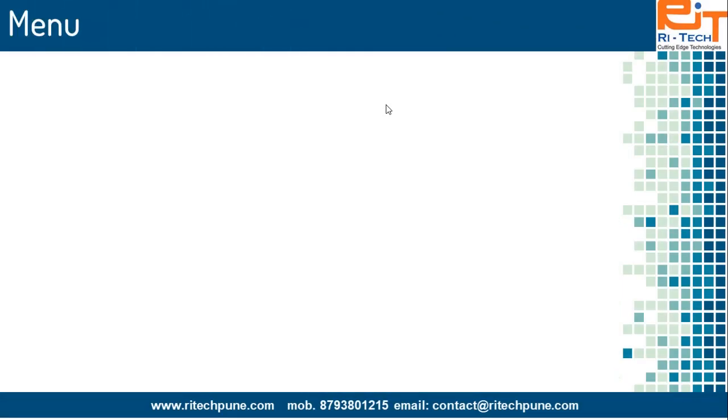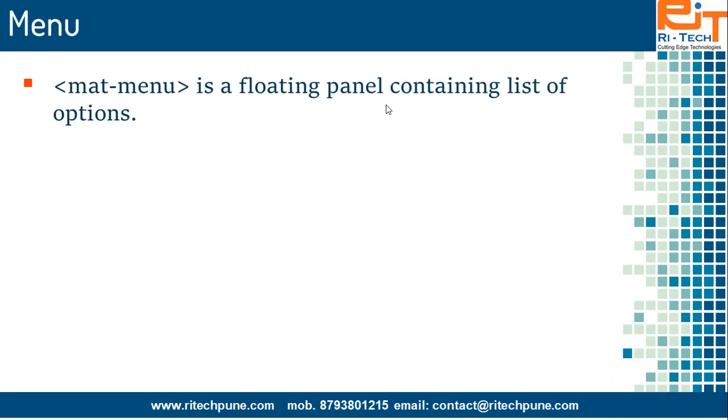So it is basically a menu. A menu will show you some floating panel which contains a list of options, and you can click on those options and we can execute some code. So to create a menu in Angular Material, we use the mat-menu tag, and this mat-menu directive shows you the floating panel which contains the list of options.